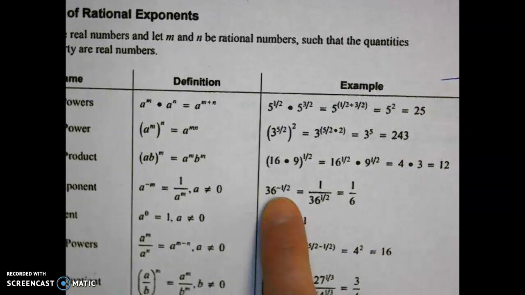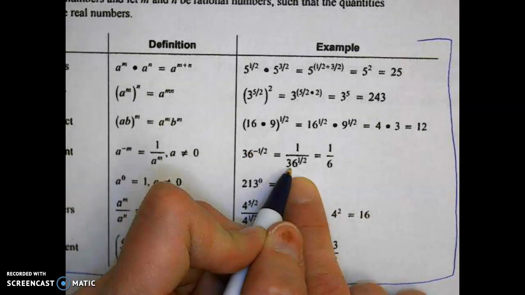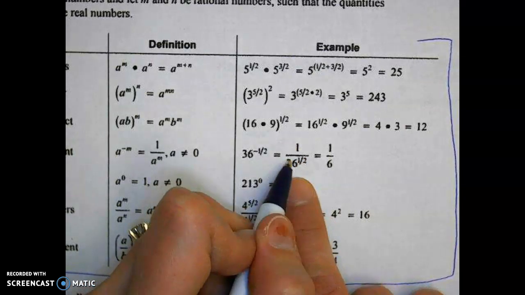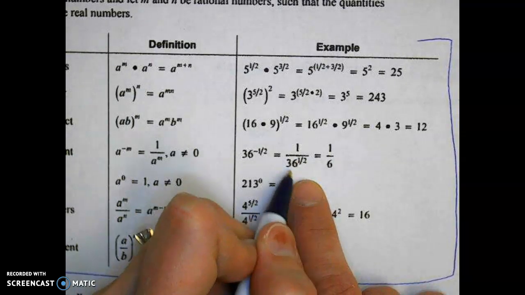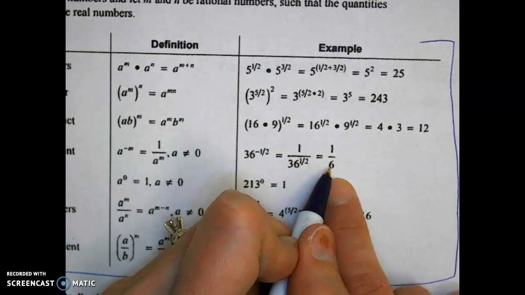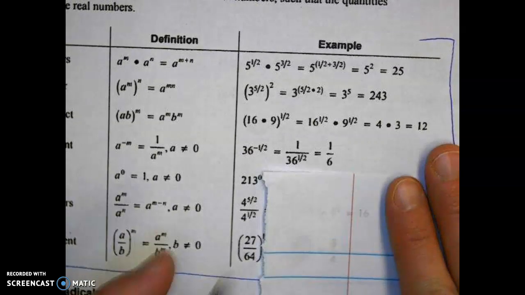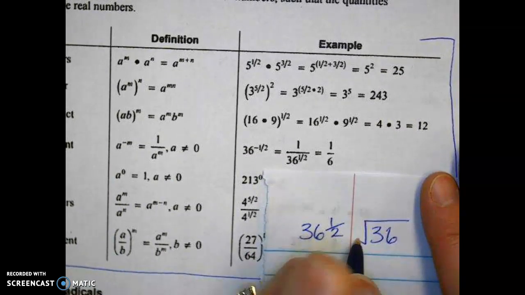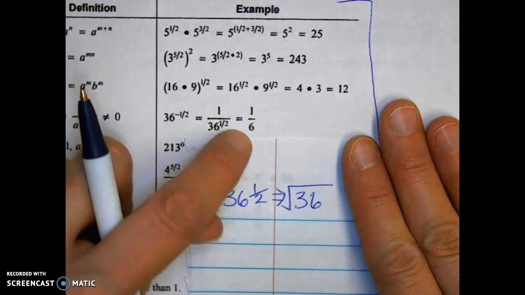We went over negative exponent last time. If you have like 36 to the negative 1/2 power, you put it in a fraction. So it turns into 1 over 36 to the 1/2 power. And 1/2 power is like a square root. The square root of 36 is 6. Yeah, so the 36 to the 1/2 power, that's the same as square root of 36. Because the 2 would go in front, it'd be a square root. And it came out to 6, 1/6.